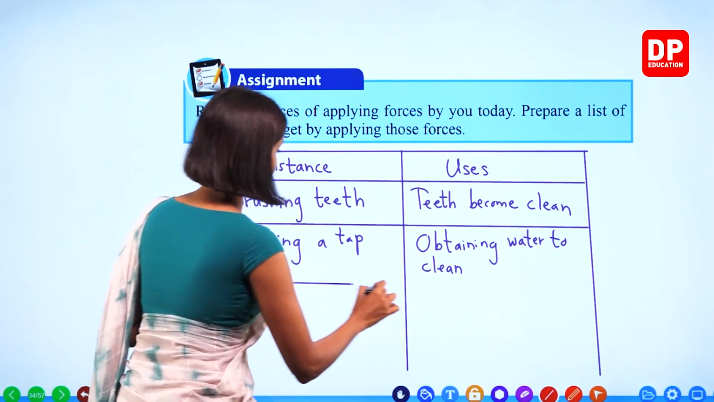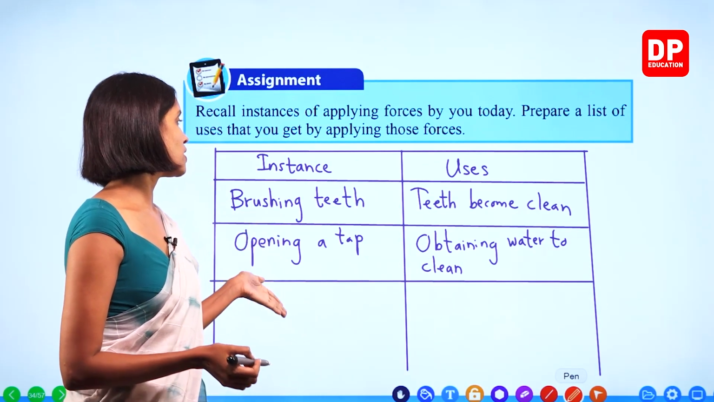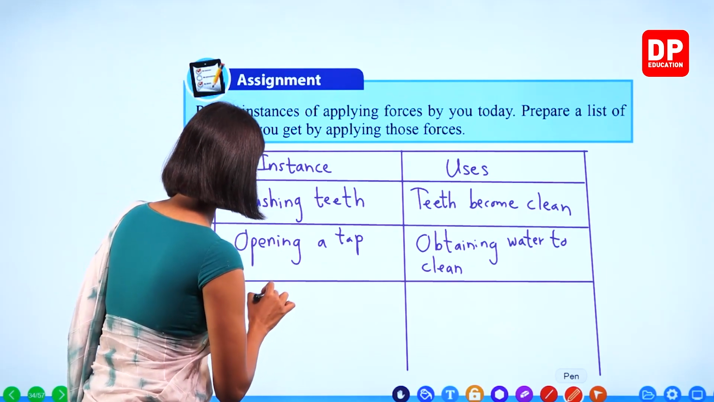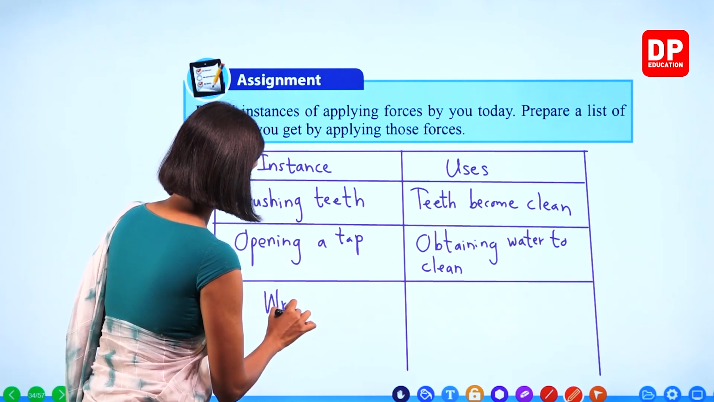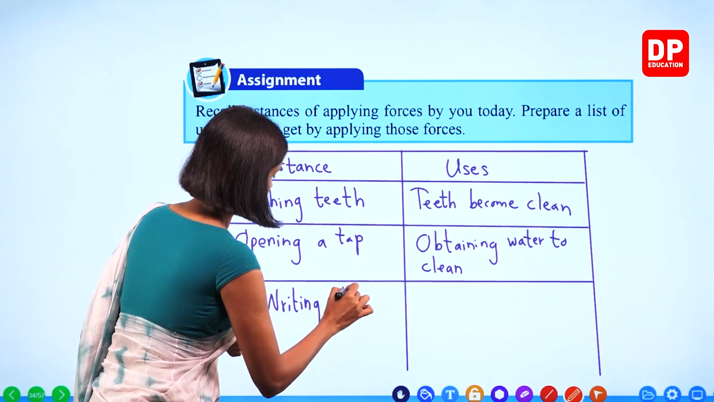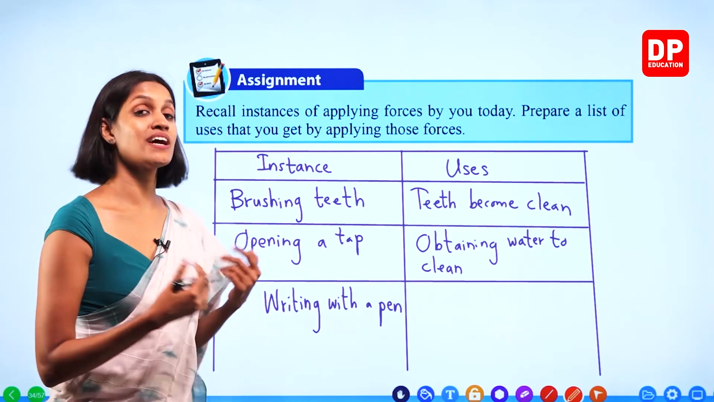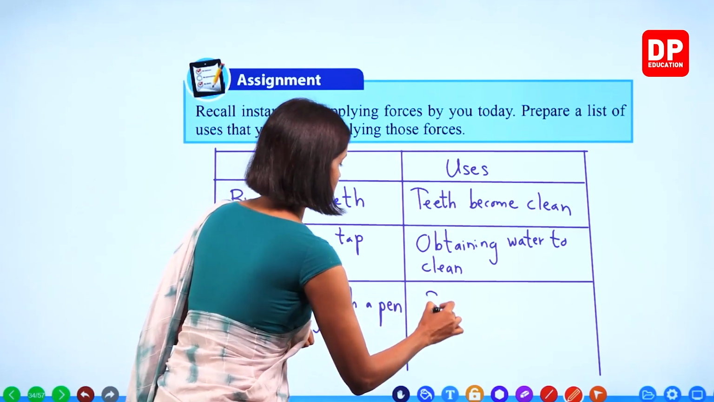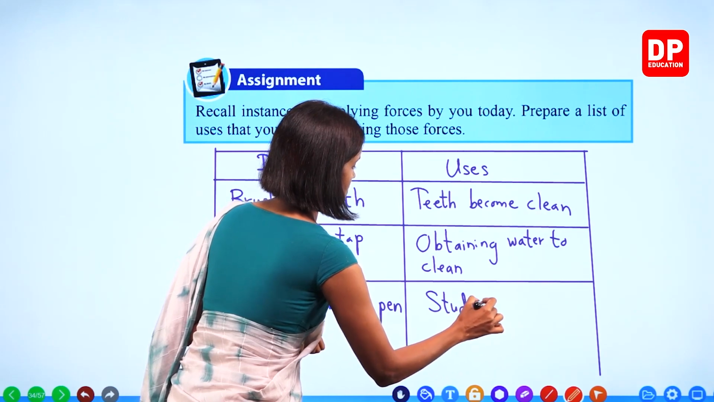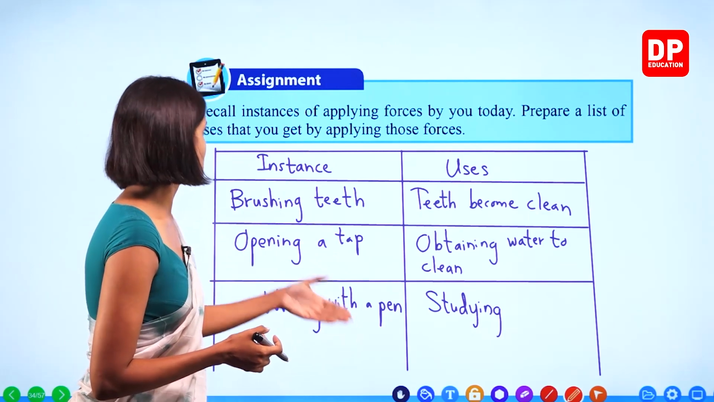Likewise, this is a very easy activity, children. You all must try this. I will do one more example. We can write: writing with a pen. So the use, when studying you need this. Study, or you can write it either way.